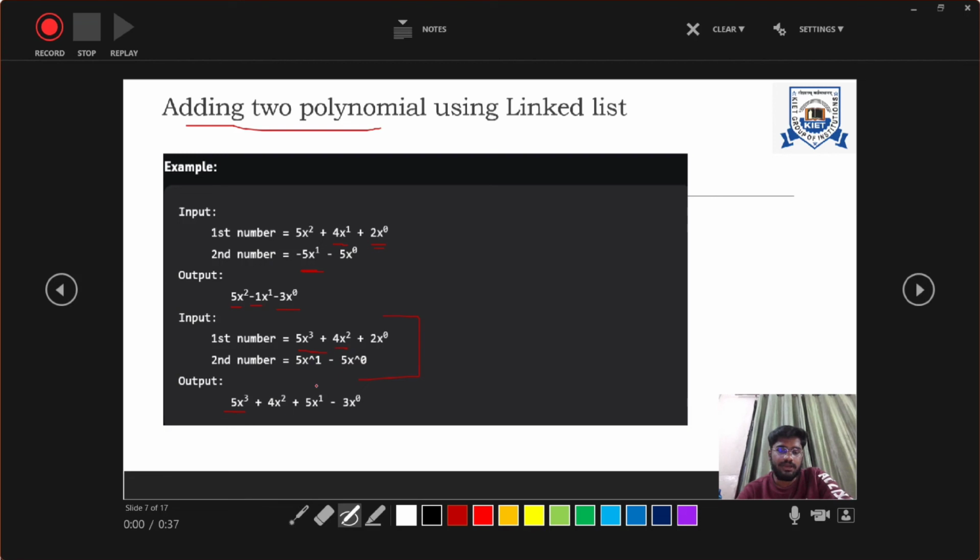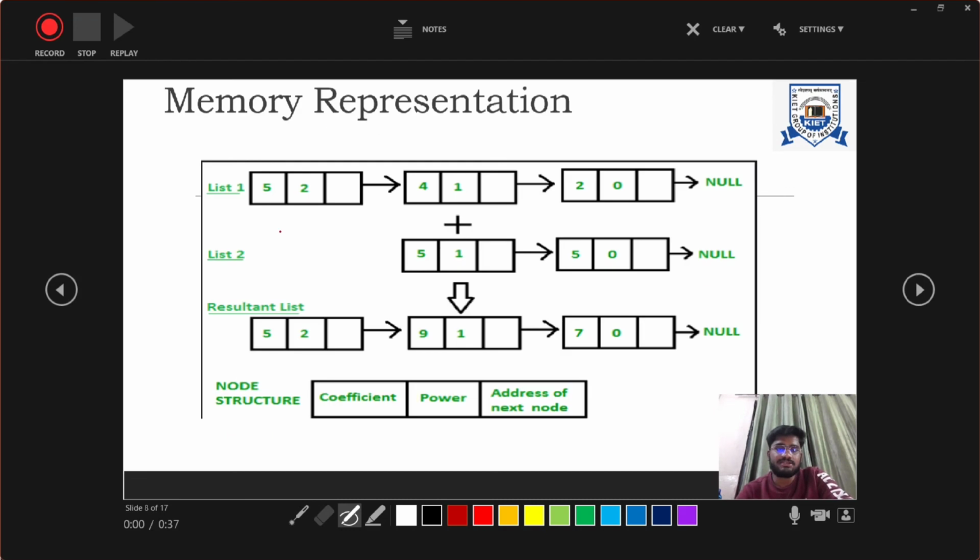And 4x square, there is no term in the form of x square in the second number, so it will be written as it is. And as we can see, there is no term for x to the power 1 in the first number, so it will be written as it is. And there is a term for x to the power 0, they will be added, and the result will be negative, as it is 2x square and minus 5x square, it will be minus 3x square. So we can see the memory representation using a linked list.